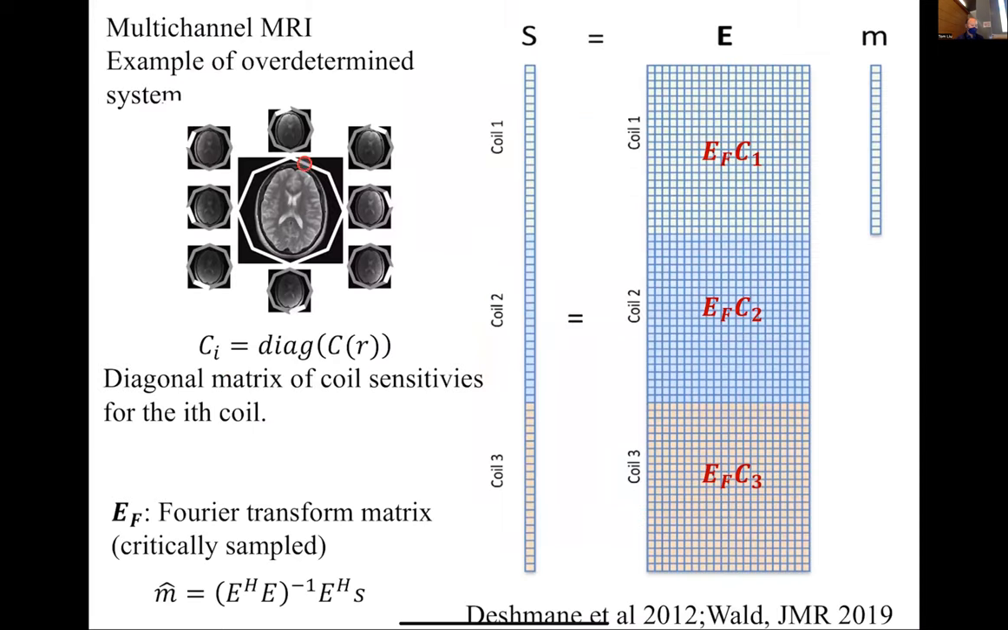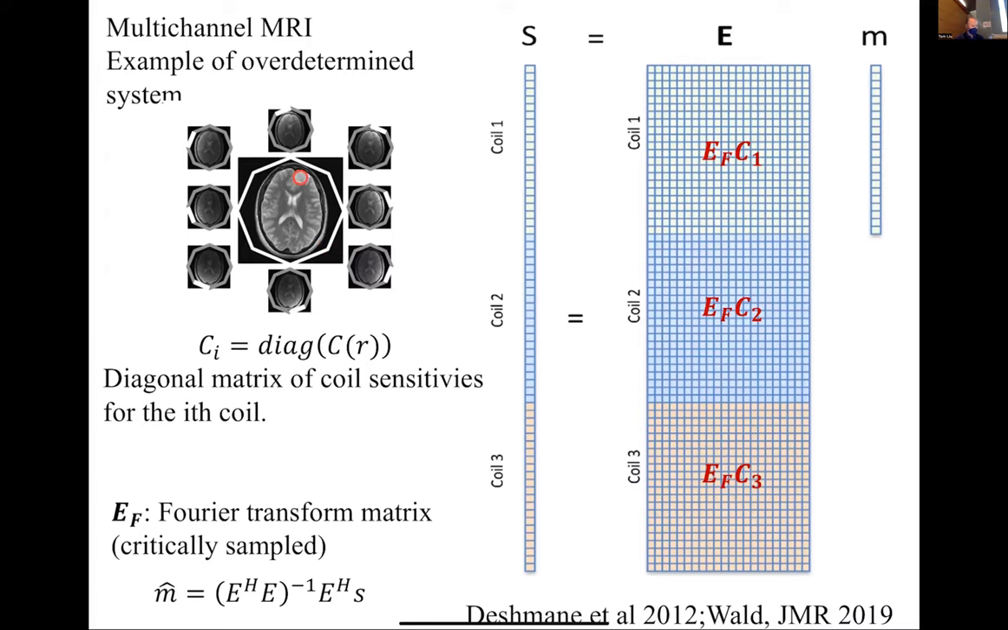So here's the idea. If I have a brain here, and let's say in this case I have 8 coils, I may have coils all around the brain. Each coil is small enough such that it only really sees part of the brain, mostly. If I have a coil here, it's mostly sensitive to the part of the brain that's within the size of this coil. The smaller I make the coil, the smaller the region it's sensitive to. The bigger I make the coil, the larger the region it's sensitive to.